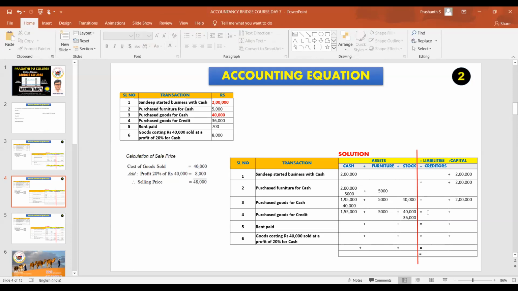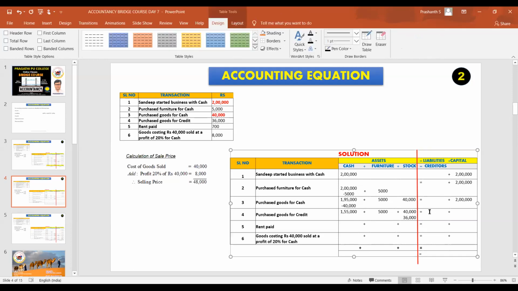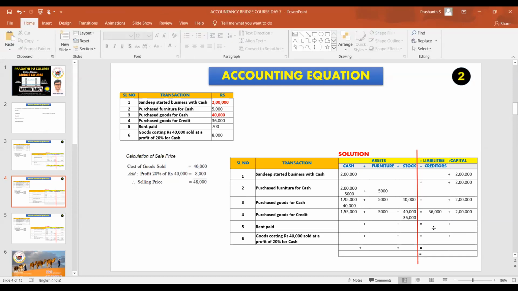And credit means right hand side, what should come here? Under liabilities, 36,000. It is a liability, so that's why under creditors it should come 36,000 rupees. And how much should be here? Already 2 lakhs is there, so it should match 2 lakhs. So it should come 2 lakhs there. Clear? So this side is finished now.